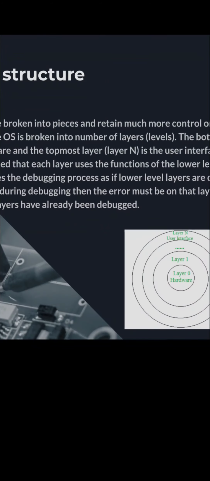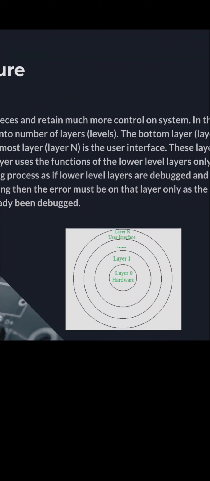This simplifies the debugging process, as if lower level layers are debugged and an error occurs during debugging, then the error must be on that layer only, since the lower layers have already been debugged. The diagram of the layered structure: layer 0 is hardware, then layer 1, layer 2, up to layer n, which is the user interface.